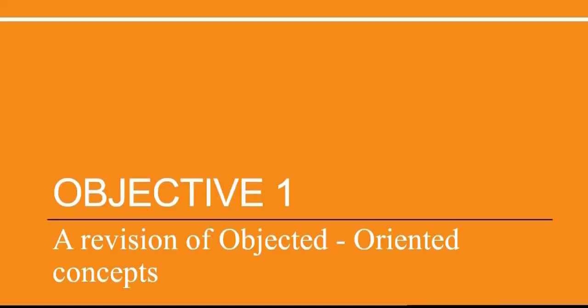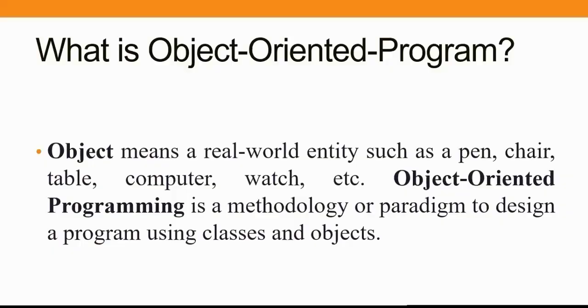First, I want you to know what object-oriented programming is, because as I say, Java is object-oriented programming, yes of course, but you should know exactly what object-oriented programming is. So object means a real world entity. It can be a pen, pencil, chair, table, computer, human, watch, anything. You know those objects, right?